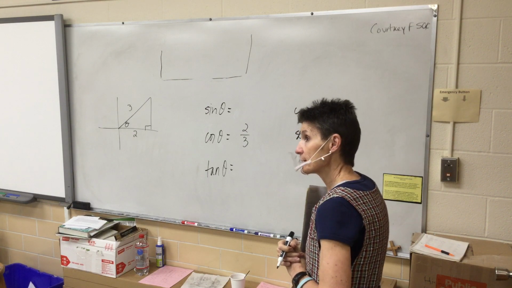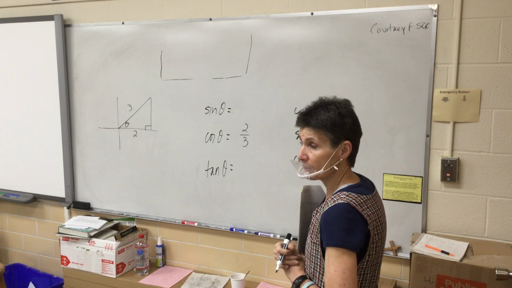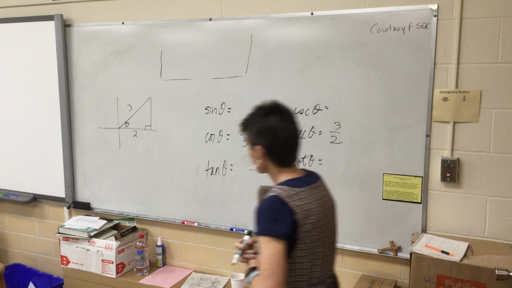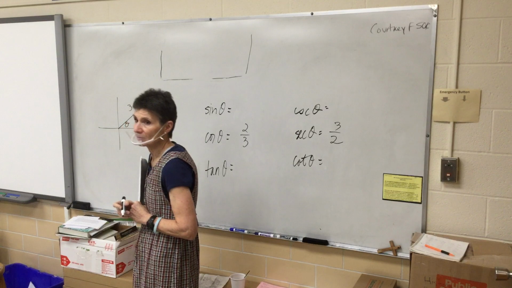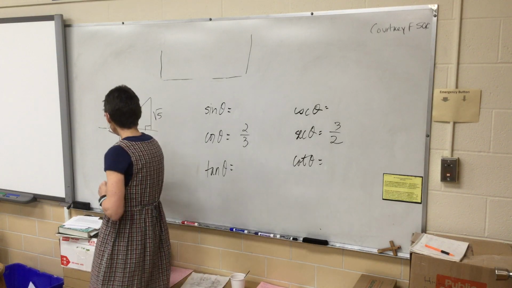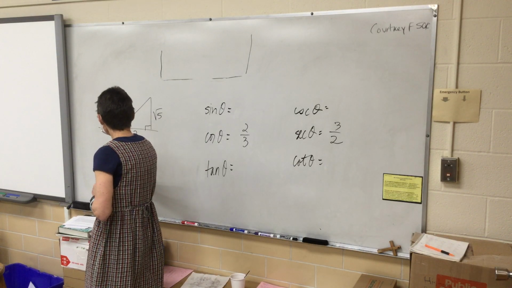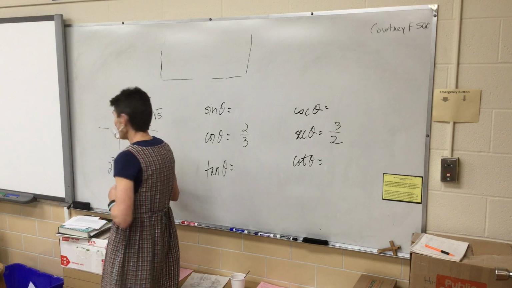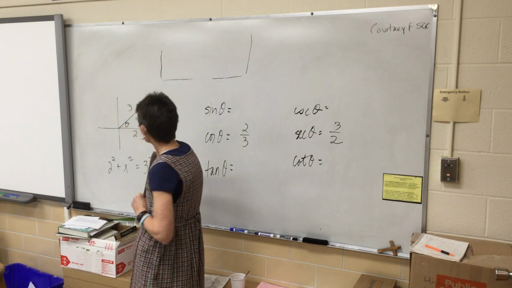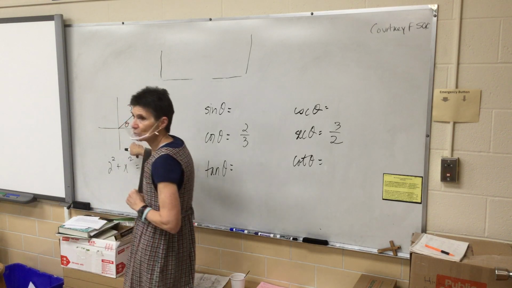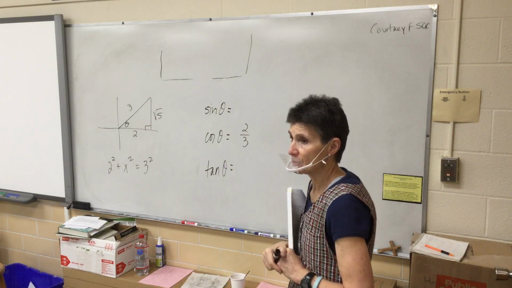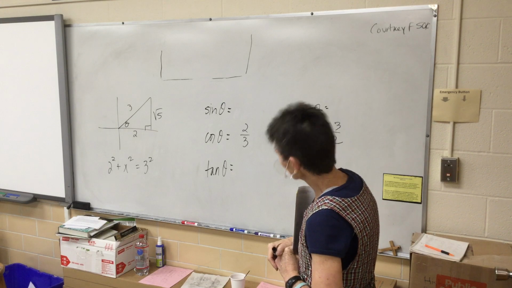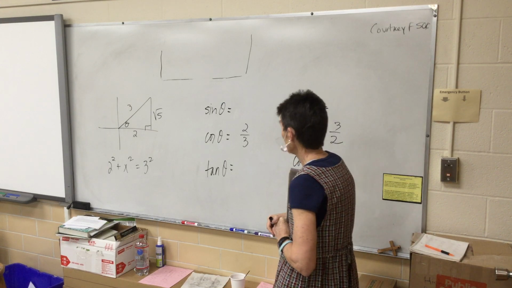What will my third side be using the Pythagorean theorem? Very good. Remember when you do the Pythagorean theorem, the hypotenuse is the side that's over here by itself. You don't just automatically add those two. That's not how it works. The squares of the legs add up to the square of the hypotenuse. So root 5 is perfect.